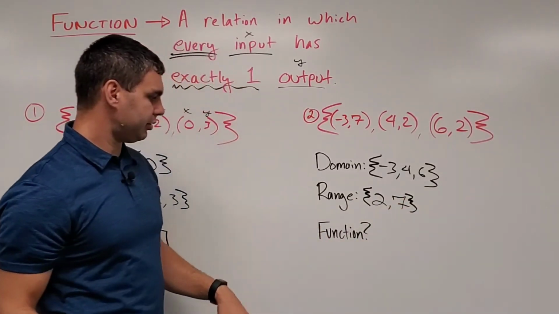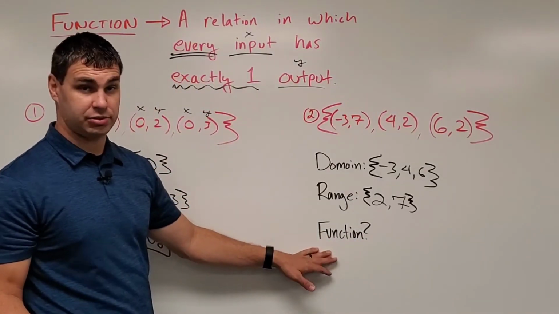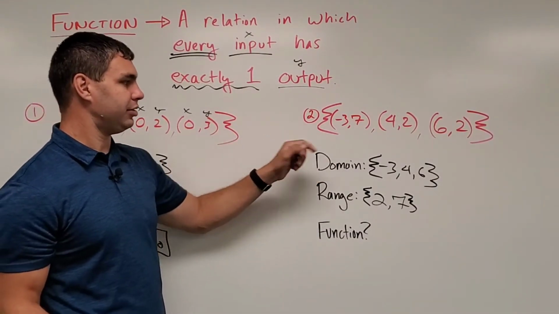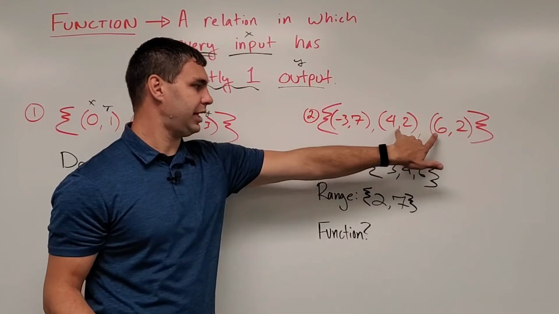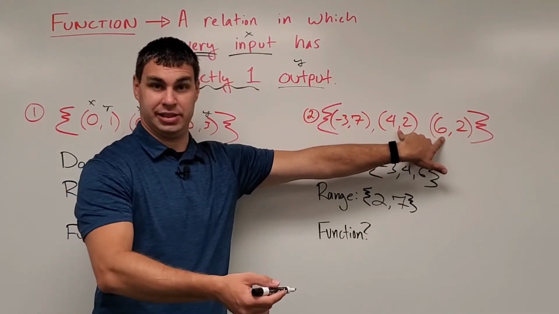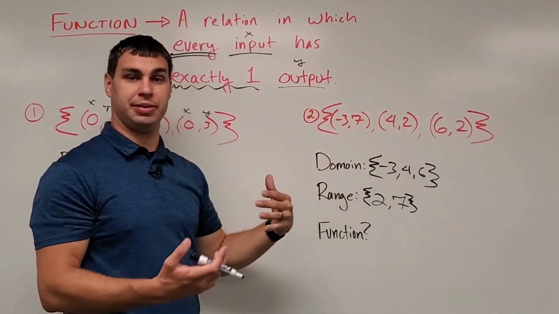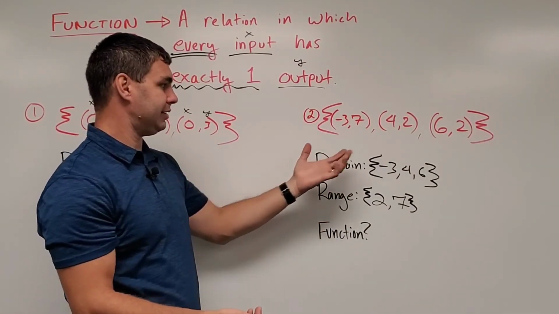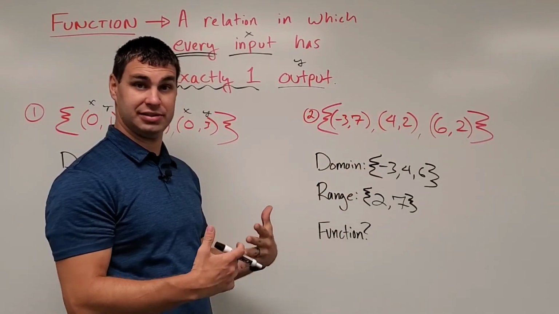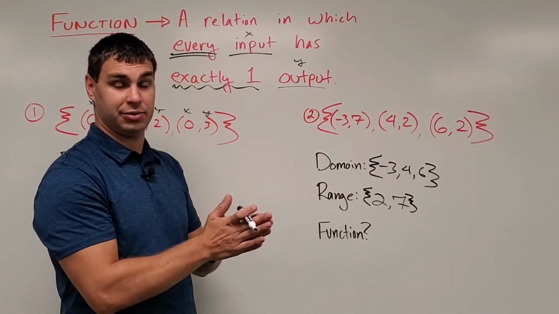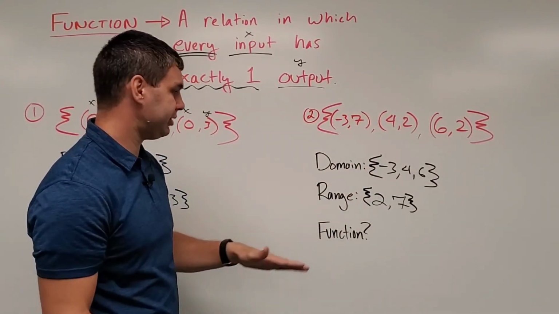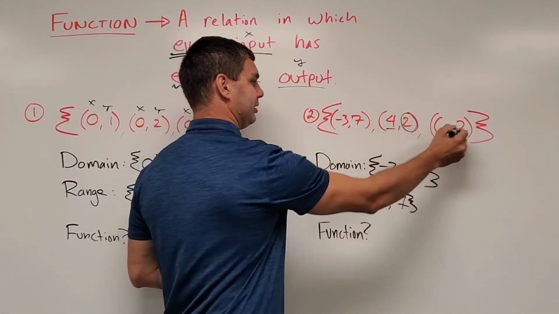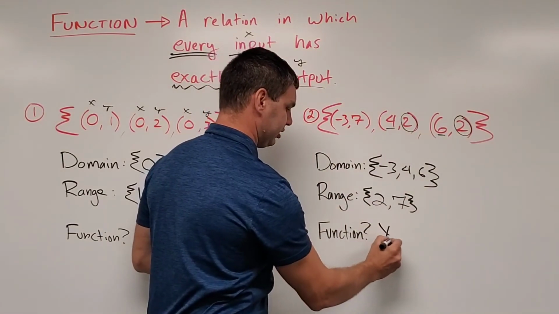All right, so is this one a function? Yes, this one is a function because every input has exactly one output. Now you'll notice that the 4 and the 6, the two x's here, have the same output, but that's okay. The stipulation is on the input, not the output. If I had the same input going to different outputs, that would be bad. But since there are two different inputs going to the same output, that is okay. So is this one a function? Yes.